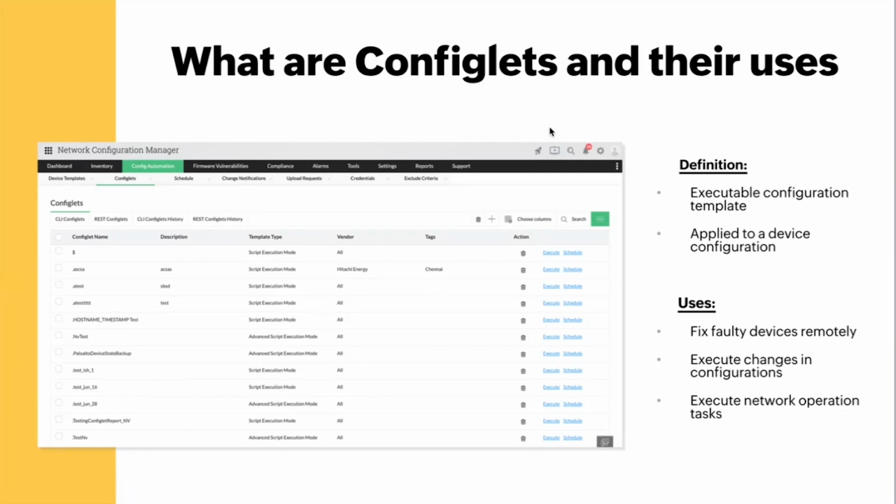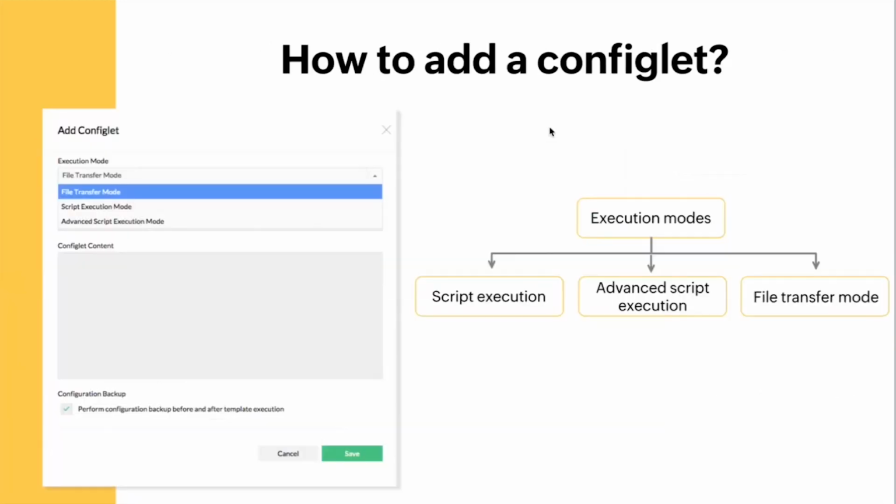How do we add these configlets? There are three execution modes through which we add and execute configlets, which are script execution mode, advanced script execution mode, and file transfer mode. In the upcoming slides, we look in detail at these three execution modes one by one.